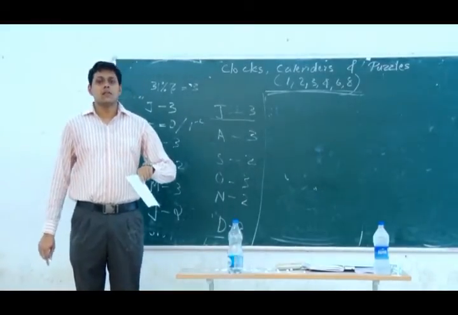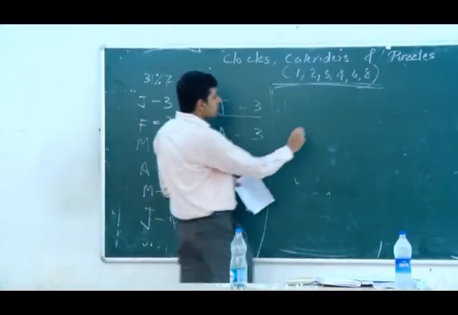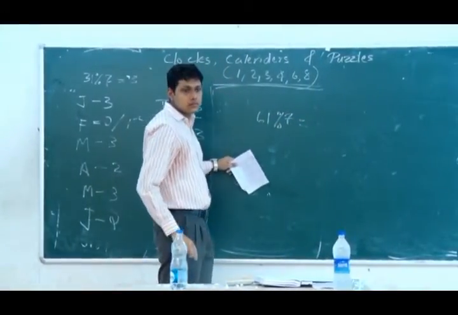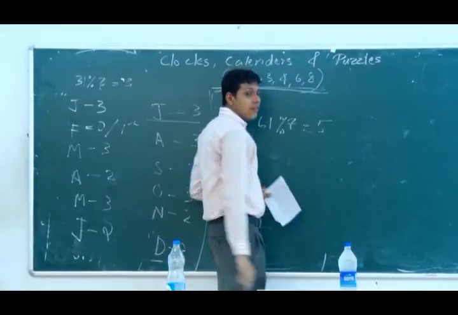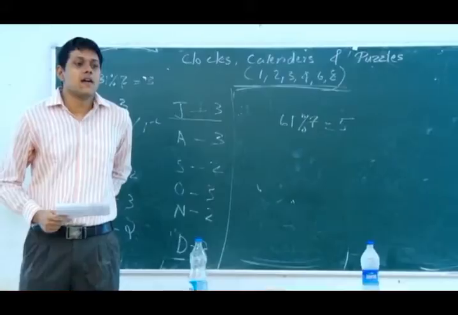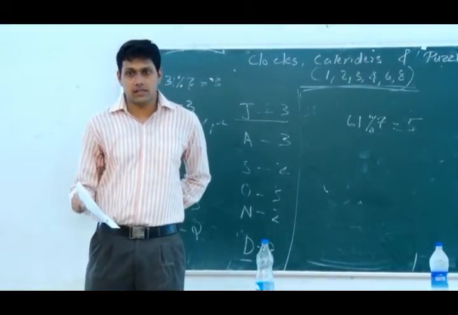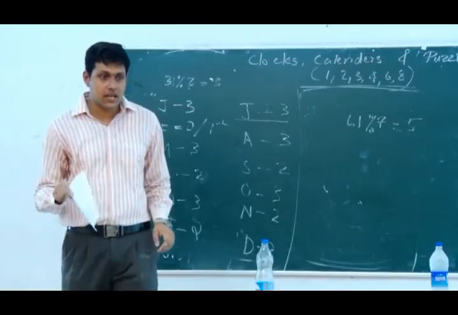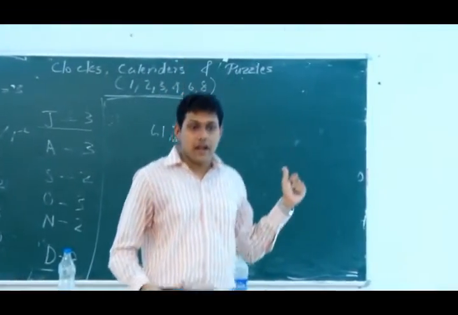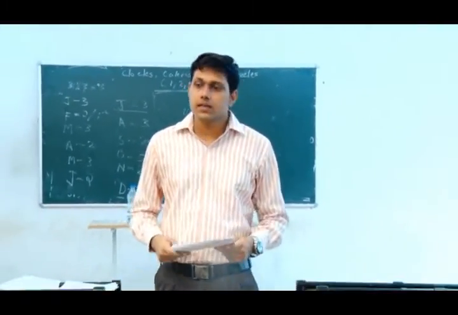So today is Monday. After 61 days, it will be... okay, so 61 divided by 7. What's the remainder? 5. The fifth day is Friday. But they didn't ask for the 61st day, they asked after 61 days. So the 61st day will be Friday. One day later it will be Saturday. So the answer is option B, Saturday.